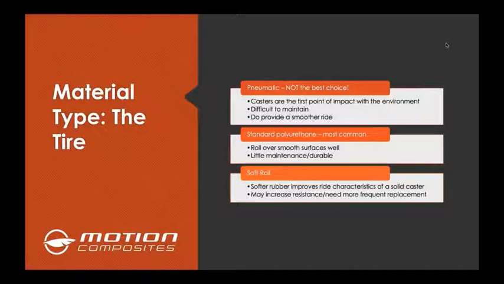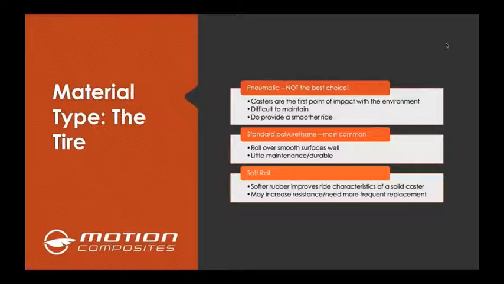It is the first point of impact. They tend to go down and be punctured more easily than, say, a rear tire. And they can be very difficult to maintain. So unless someone has the ability to maintain that and has some very good reasons why they want to use it, it's really important. They do provide, obviously, a smoother ride because they're pneumatic, right? But you do really need to weigh the consequences of that.